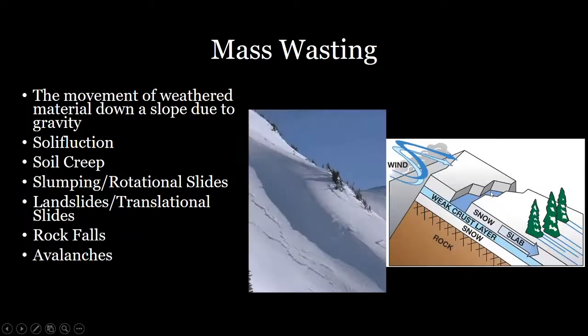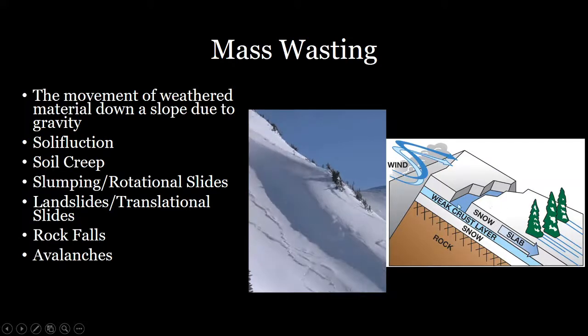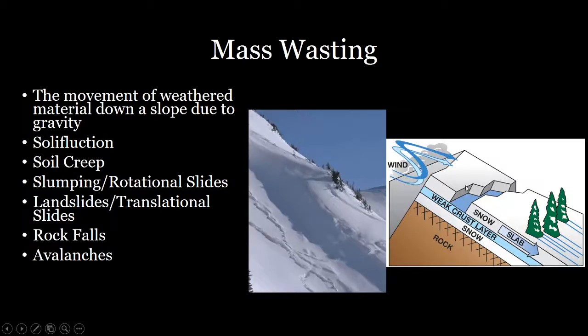You can see an example of a slab avalanche here, and the entire block gets moved downhill as a continuous unit. And this usually happens when you have fresh snowfall over a layer that's weaker and has been exposed to the sun for a longer period of time. And then when you have a large windstorm that blows and provides weight on this slope, then the whole thing can trigger and move downhill.